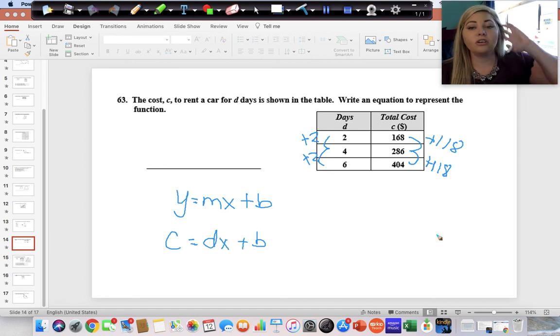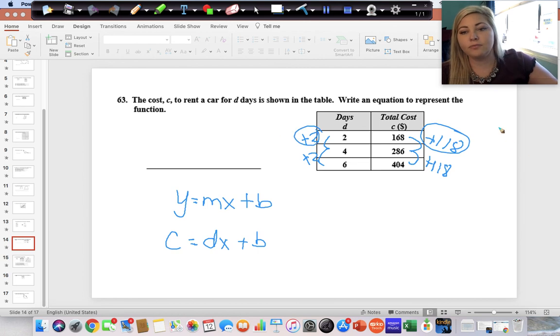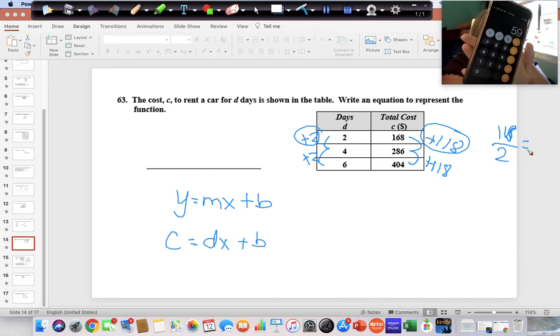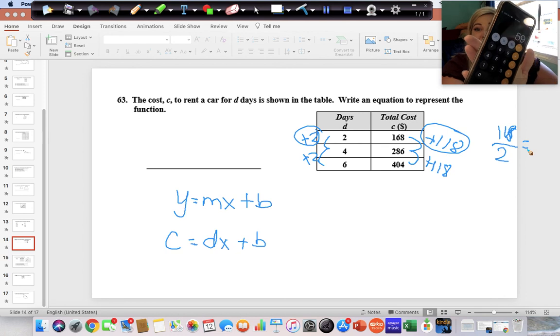Okay, so this is our slope. We put our change in y over our change in x. So we have 118 divided by 2. And if I did that, 118 divided by 2 gives me 59.